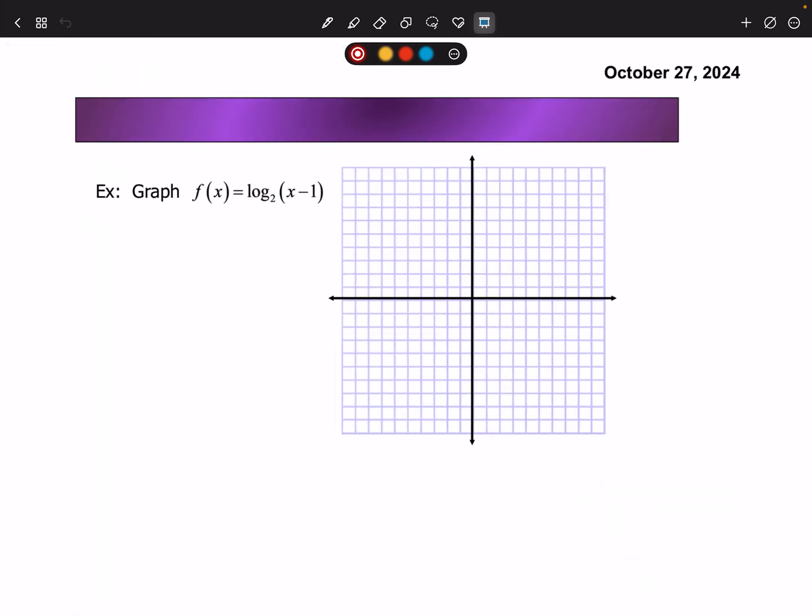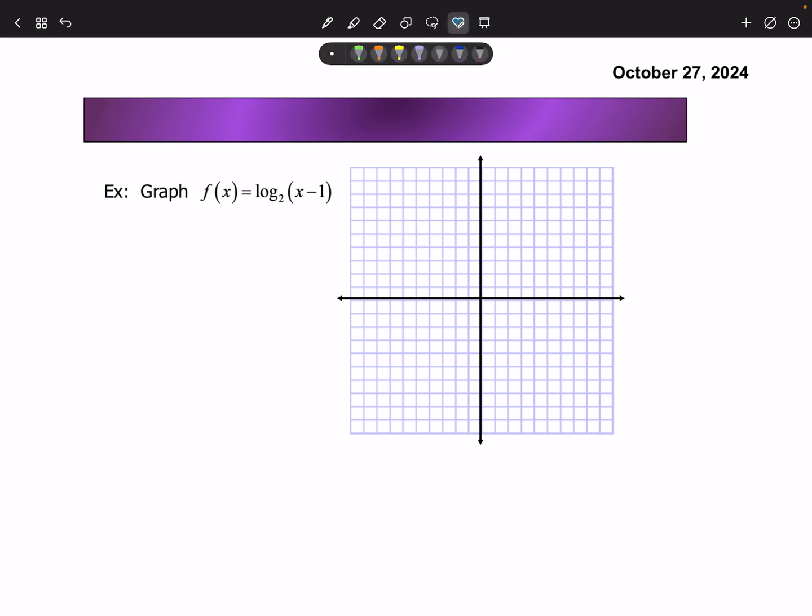Okay, we have f of x equals log base 2 of (x minus 1). Now we're going to be taking log base 2 of x, and we are going to be shifting it right 1 unit. Right 1 unit. So we know that our vertical asymptote, which is normally at x equals 0, will go right 1 unit. So it is at x equals 1.